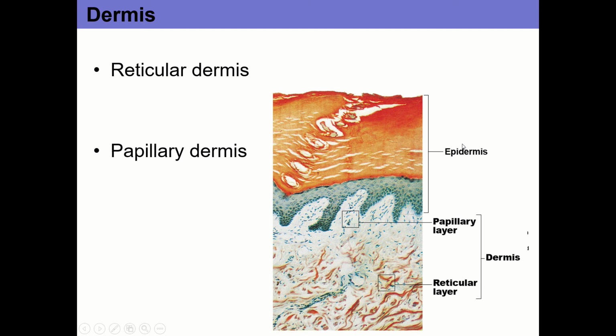All right, and that's what this looks like as well. So you can see the epidermis here. You can see the stratum basale down here, that darker layer deep. And then you've got the papillary dermis down here. And then the reticular layer, you can see these thicker fibers there in that deeper layer.